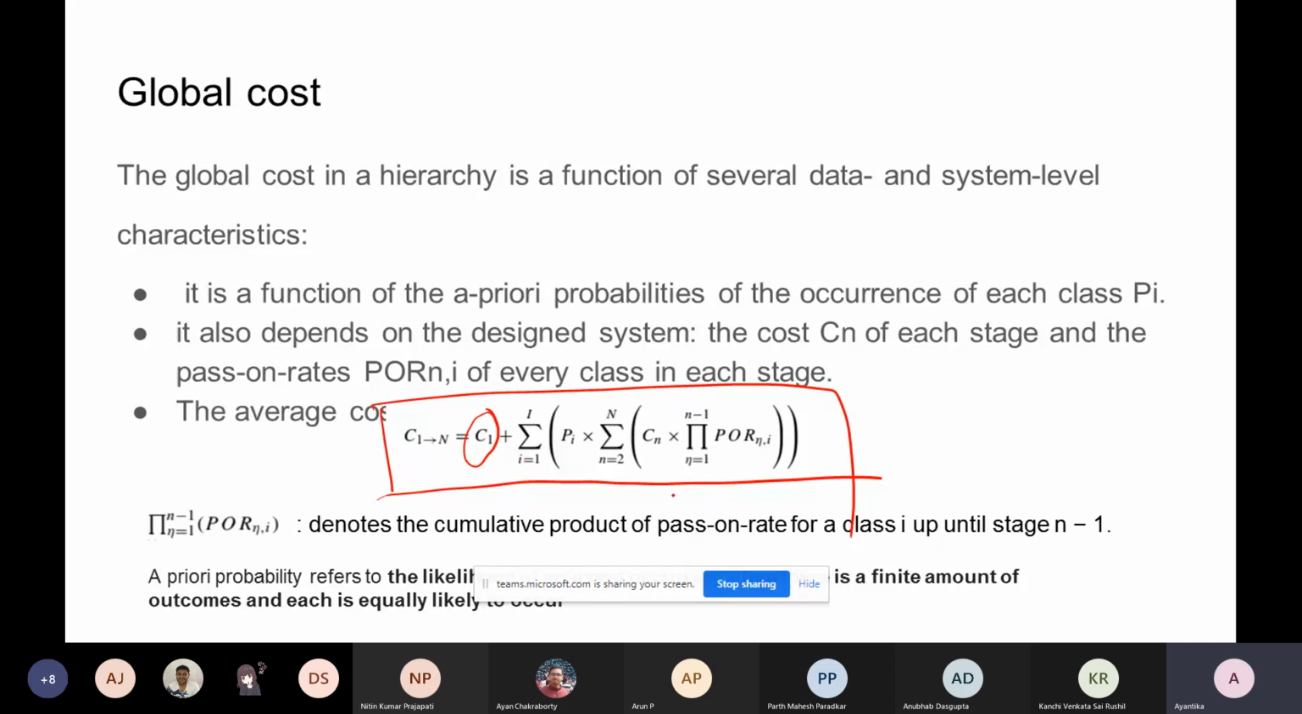Next, for all the classes 1 to I, you are considering the probability of occurrence of these classes, the cost associated with the classes, and the pass on rate. Based on the pass on rate and the probability of occurrence, you are computing the cost associated with a particular class and adding them up along with the cost of your wake up stage. By this computation, you are getting the total cost associated with your framework.